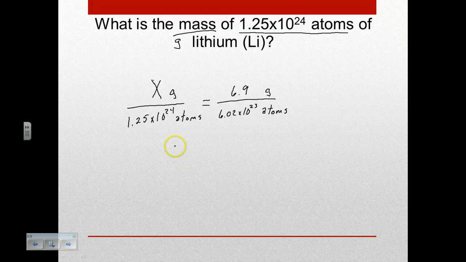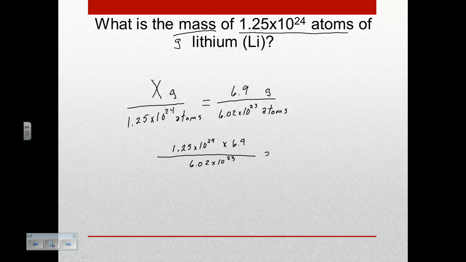So now I'm going to cross multiply and divide. I have 1.25 times 10 to the 24th times 6.9 divided by 6.02 times 10 to the 23rd. And I'm going to put that in my calculator: 1.25 E 24 times 6.9 divided by 6.02 E 23. And here I'm going to get 14.3, and my unit is going to be grams. And that is my answer.